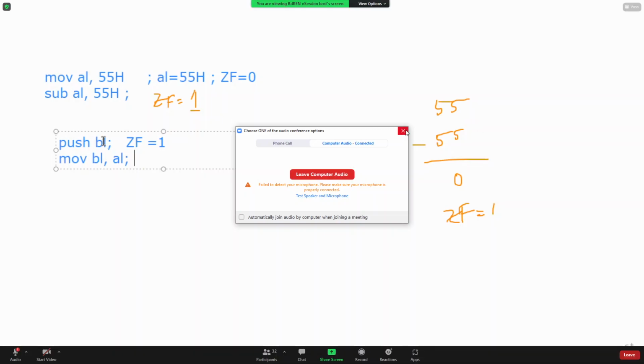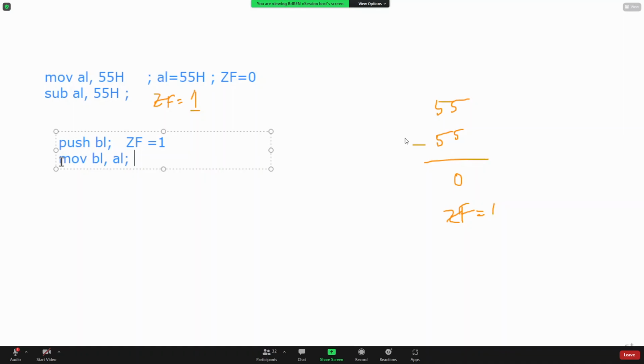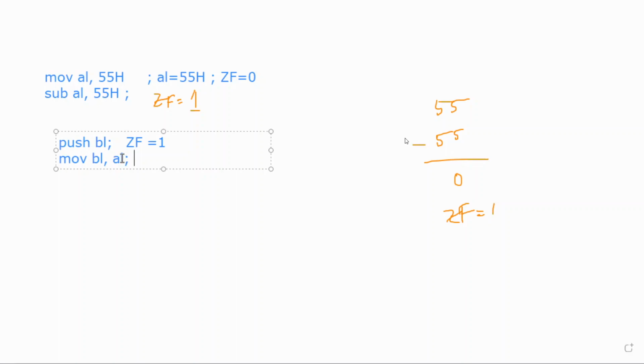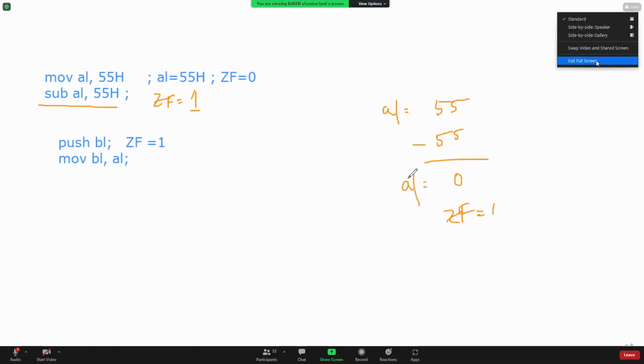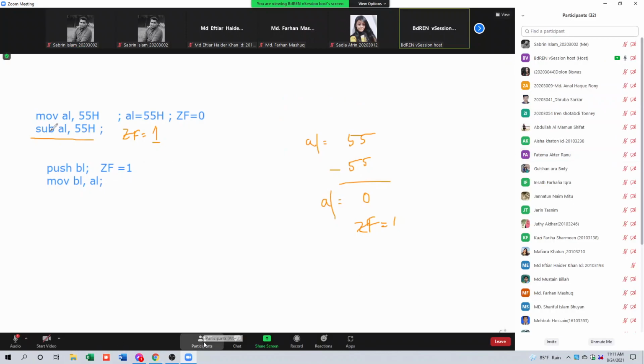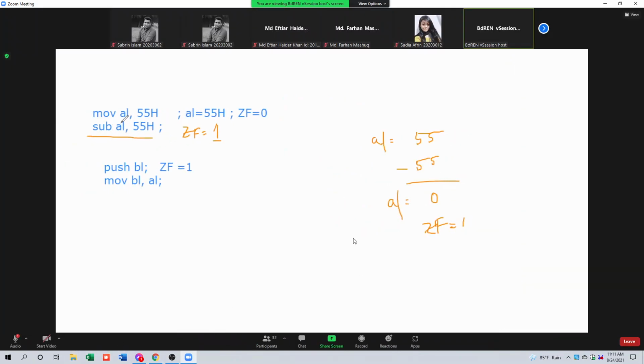BL is initially 0. And now the next instruction is move BL, AL. We're going to take a copy of the data of the AL register. After the second operation, the value of the AL register is 0. The second operation is a subtraction where AL equals 55 and the source operand is also 55. The result is stored inside the destination operand. After this subtraction operation, the result in AL is 0.